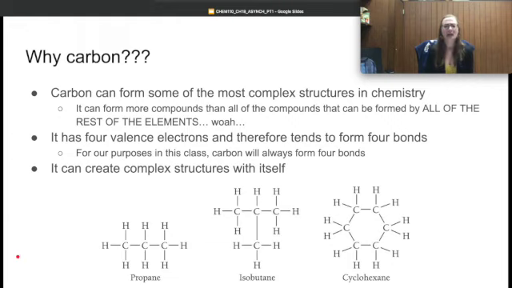So you might be wondering, why carbon? Why are we carbon-based life forms? Well, carbon can form some of the most complex structures in chemistry. It can form more compounds than all of the rest of the elements on the periodic table combined. If you took all of the compounds that every other element on the periodic table could form, and compared it to the amount of compounds that carbon can form, carbon wins.